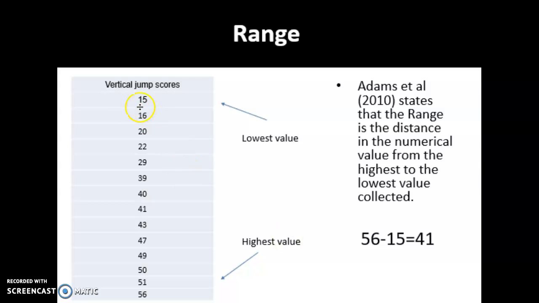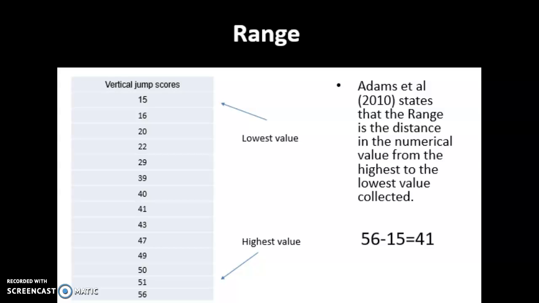So, for example, in this one, the lowest was 15 and the highest was 56 in vertical jump scores. So to get the range, you need to take the higher number and subtract the lower number from the larger number to get the range.